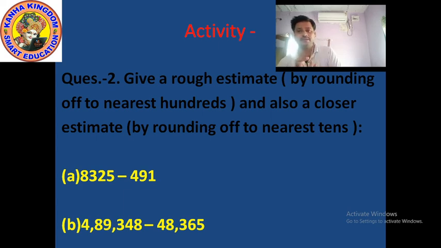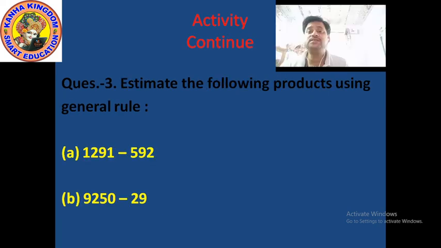Okay, and after that the second part, here also first you converted to the nearest 100, after that to the nearest 10, then solve it. Okay, clear? Very good. Now this is also an activity time. In this activity I will give two questions on the general rule, and this is also related to your product.